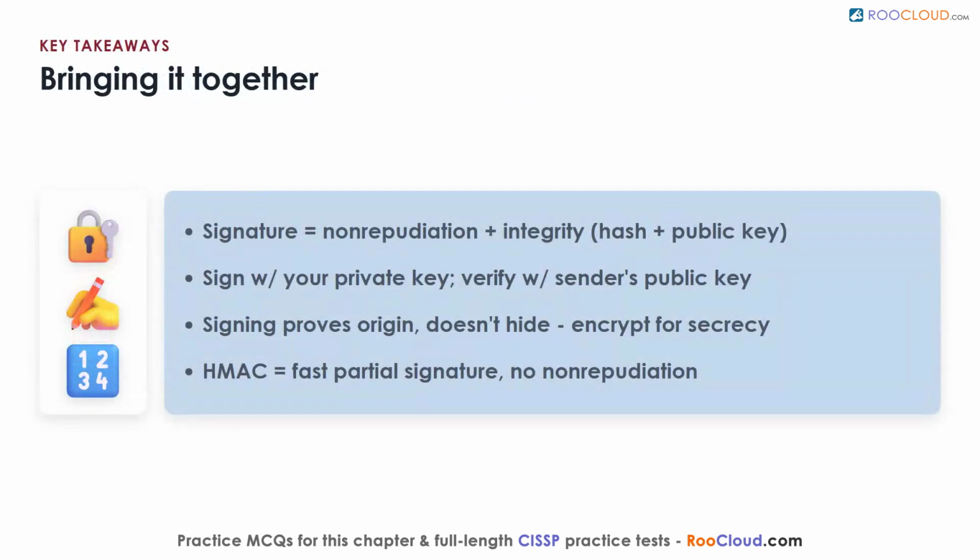So let's bring it together. A digital signature gives you non-repudiation and integrity by pairing hashing with public key cryptography. You sign by encrypting a message digest with your private key, and the recipient verifies with your public key. Signing proves origin, but does not hide content, so encrypt with the recipient's public key when you also need confidentiality. Remember the 4 key rules. Treat HMAC as a fast partial signature without non-repudiation, and know the digital signature standard names. Master this, and trust in your communications becomes something you can prove.